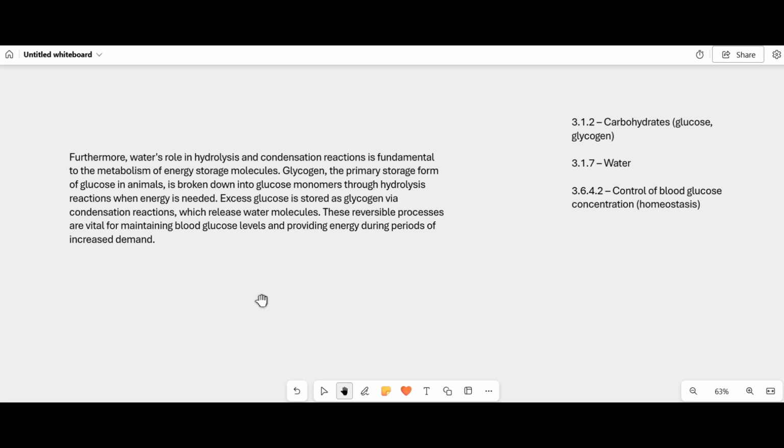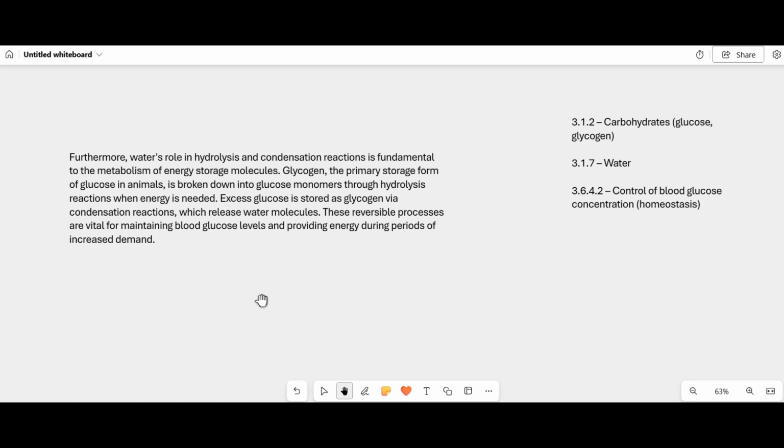Alright, cool. So I've got similar stuff here. I've got paragraph 2 here. It's got 3.1.2 carbohydrates, 3.1 water, and 3.6. So I've got topic 1, topic 1, and topic 6 here. Therefore, I'm also bringing in topic 6 now, which is where I'm going to get the other marks as well, which is control of blood glucose concentration. Alright, calm. So furthermore, this is paragraph 2.